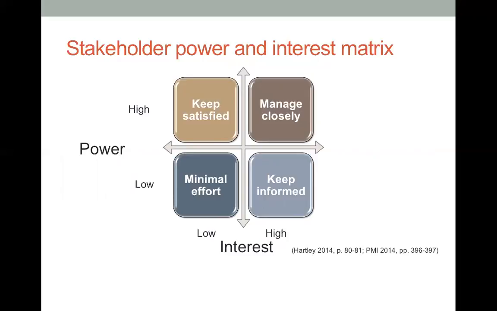Okay. And what about if the stakeholder has low power but high interest? We need to keep them informed. We need to keep updating them. And if the stakeholder has high power but low interest, we need to keep them satisfied. So we need to understand what they need. Normally, they need the information. Although they have low interest, they need to be accommodated as well.